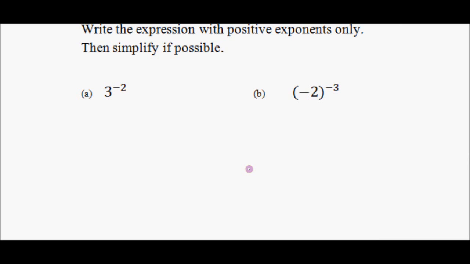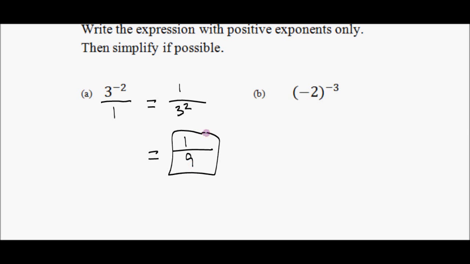All right, so we have 3 to the negative 2 power. Let's first write this as 3 to the negative 2 over 1. And we can't evaluate 3 to the negative 2. That's one thing I want to make very clear. You never want to try to actually evaluate this. You have to make the exponent positive before you can evaluate it. So we make it positive by flipping it to the denominator. So we make this 1 over 3 squared. And now that we've got a positive exponent, we can evaluate it. 3 squared is 9. So we get 1 over 9.